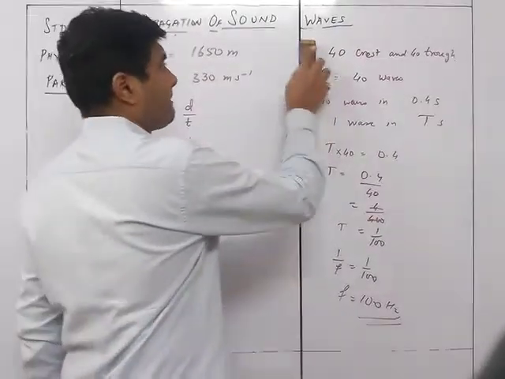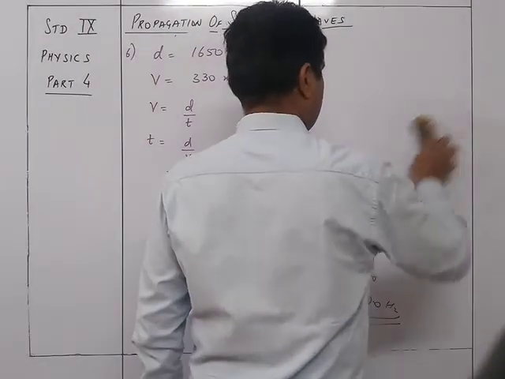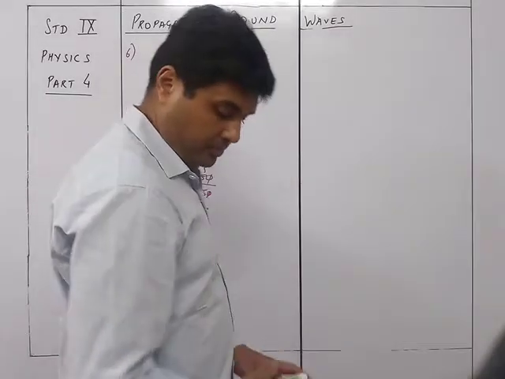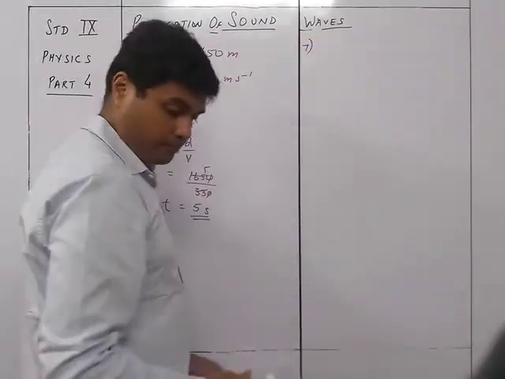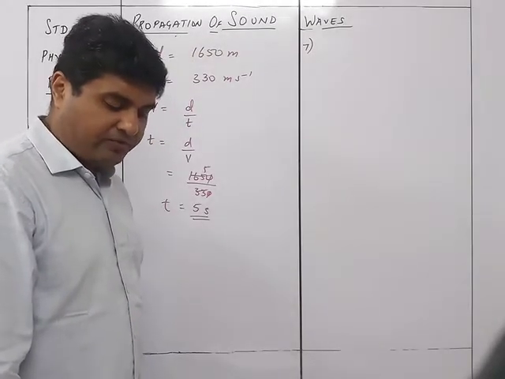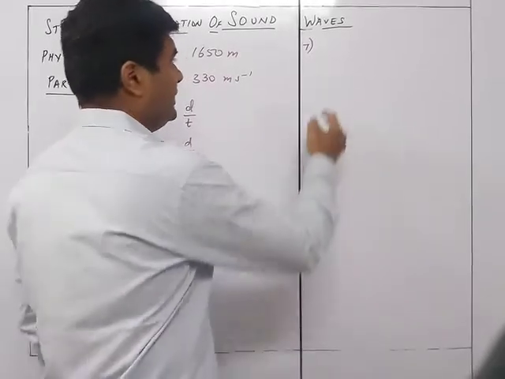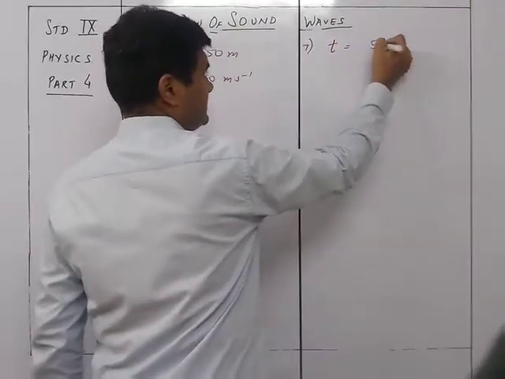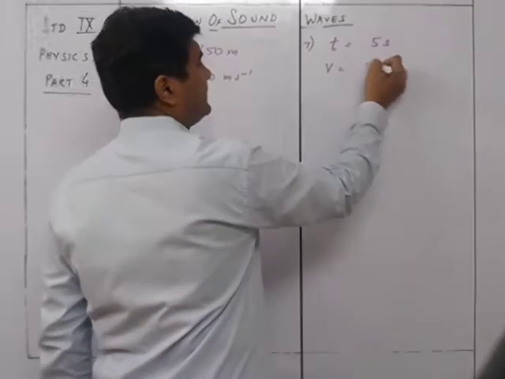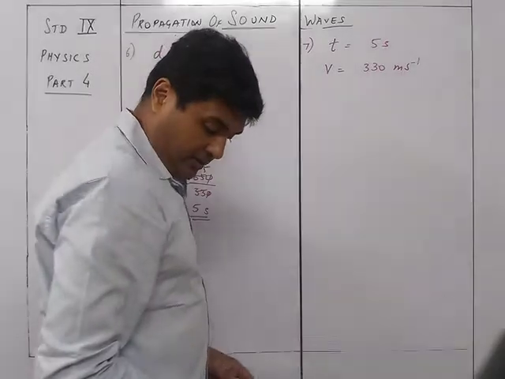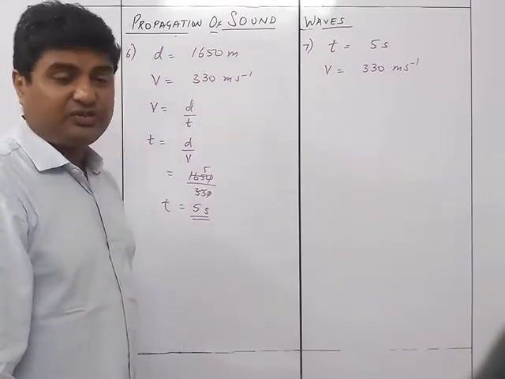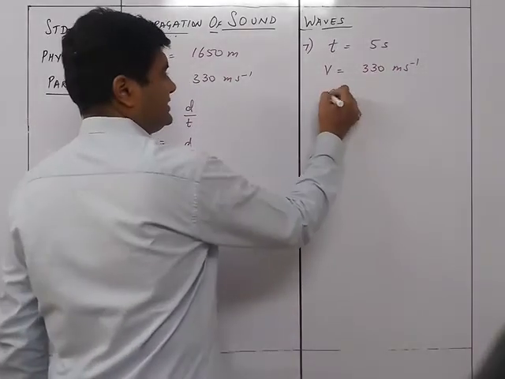Question number 7. The time interval between lightning flash and the first sound of thunder is 5 seconds. So we are given that the time taken is equal to 5 seconds. If the speed of the sound is 330 meters per second, find the distance of the flash from the observer. So we need to find out the distance over here.